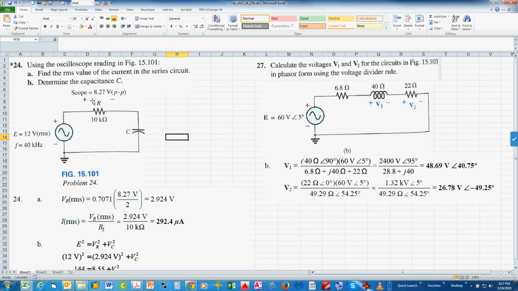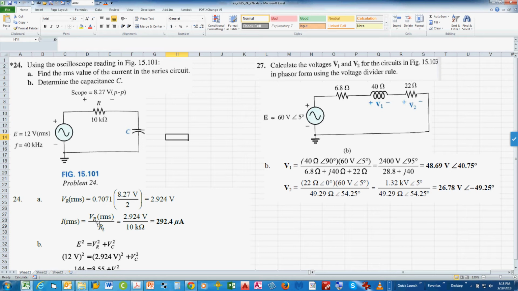So you take that 8.27 divided by 2, that gives you the amplitude, and then you multiply by 0.707, which is the same as dividing by the square root of 2. So that gives you 2.924 volts.